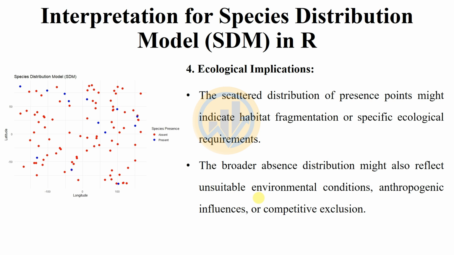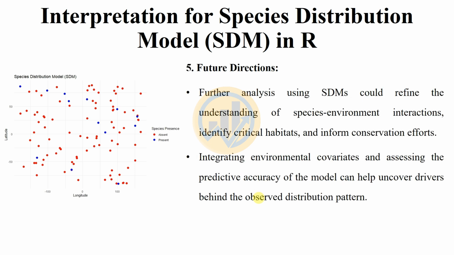competitive exclusion. Future directions. Further analysis using species distribution models should refine the understanding of species-environment interactions, identifying critical habitats and informing conservation efforts. Integrating environmental covariates and assessing the predictive accuracy of the model can help uncover drivers beyond the observed distribution pattern.